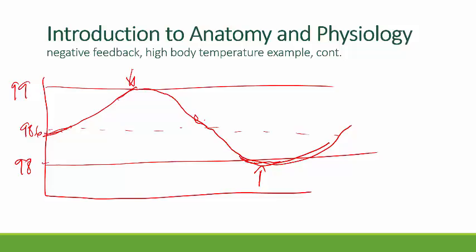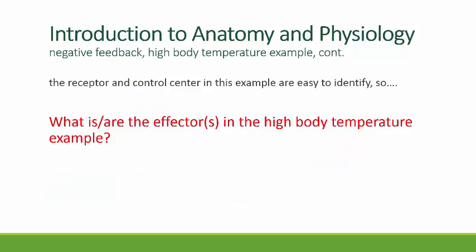Negative, not because the temperature is rising, but because we're bending the curve. We were getting cooler, and now we're bending the curve back up toward getting warmer again and getting closer to the set point. All right, so what are the effectors in this high body temperature example? So when you were out mowing the yard. Go ahead and pause your video while you think about that, answer the question. Okay, and I'll be back in just a second.